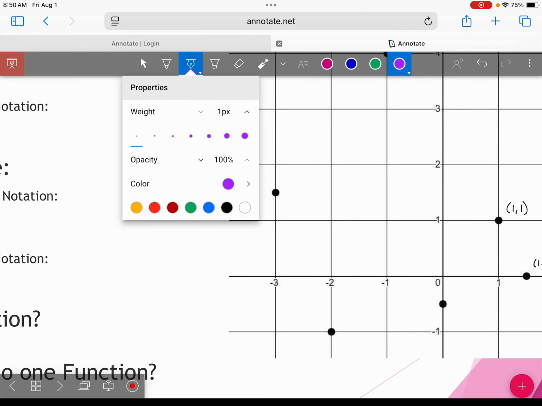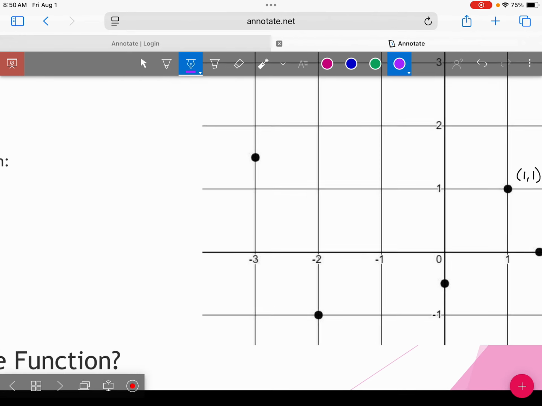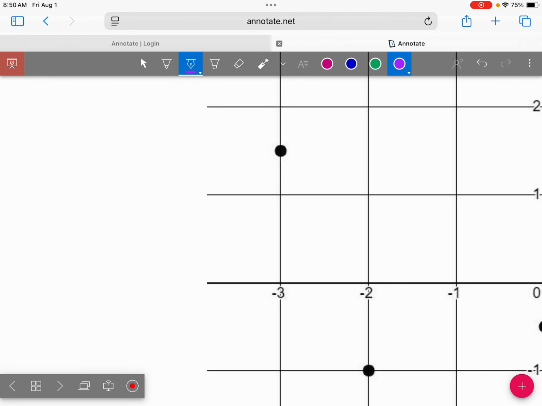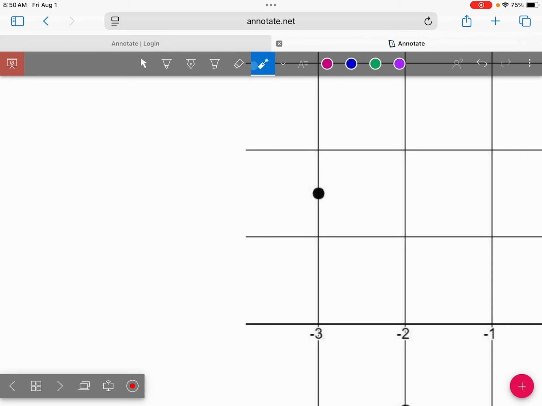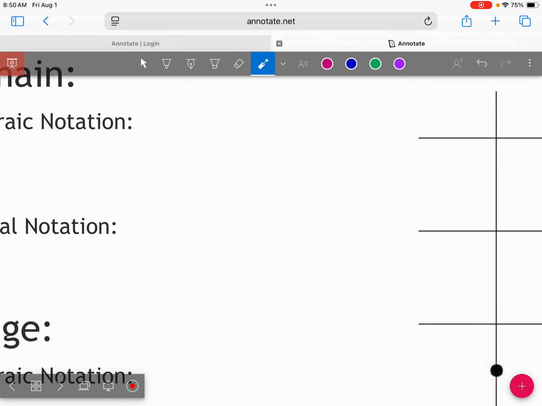So what we're going to do for our domain is we're just straight up going to write out what x values there are. So I'm going to start with the smallest, which is this guy over here. So this is my smallest x, which is -3.